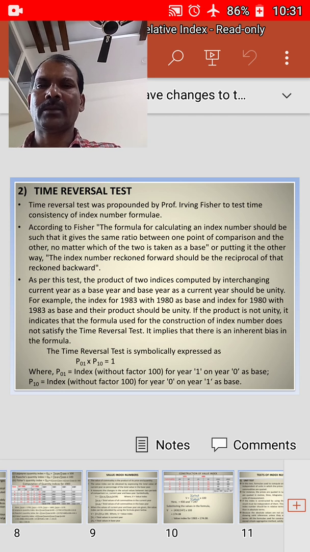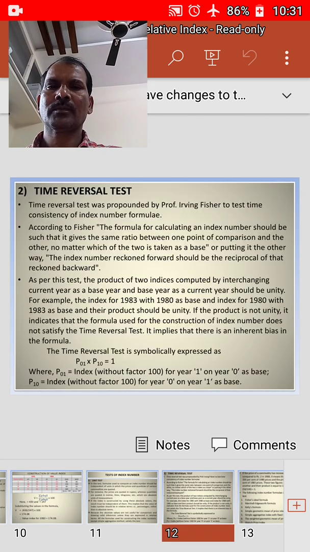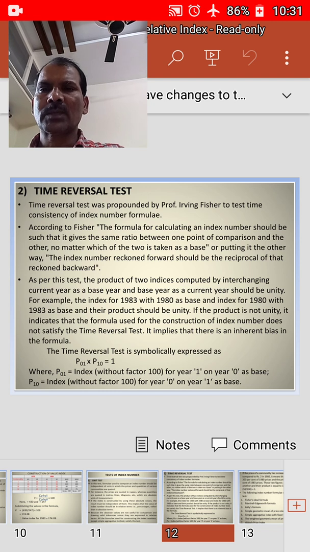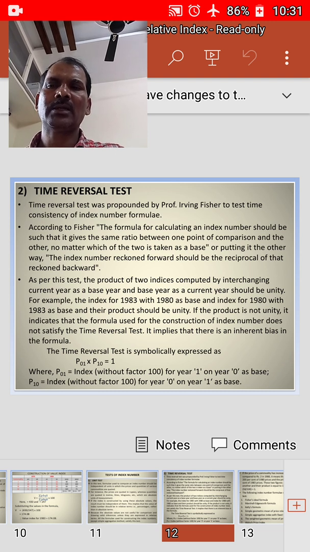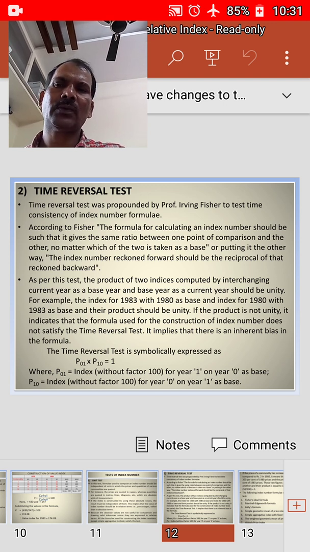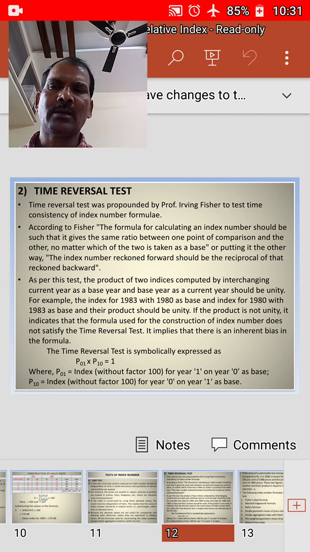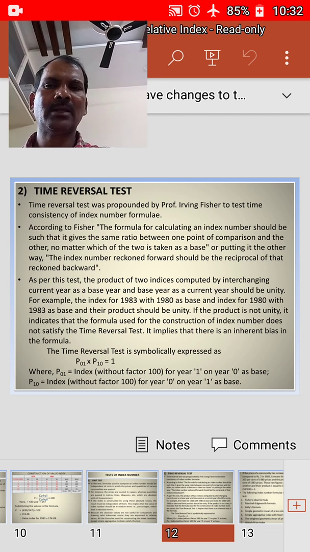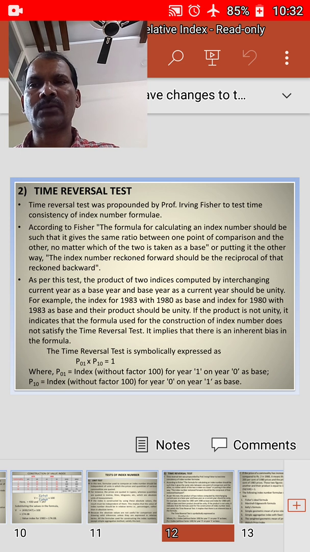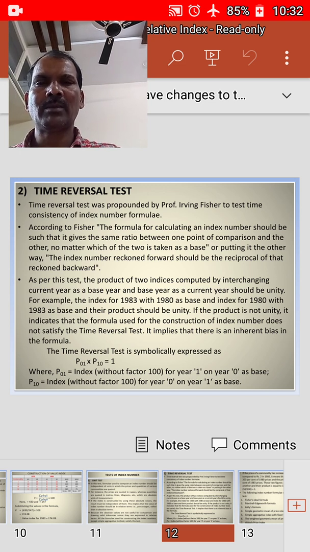For example, the index for 1983 with 1980 as base year and the index for 1980 with 1983 as base, their product should be unity. If the product is not unity, it indicates that the formula used for the construction of the index number does not satisfy the time reversal test. It implies that there is an inherent bias in the formula.